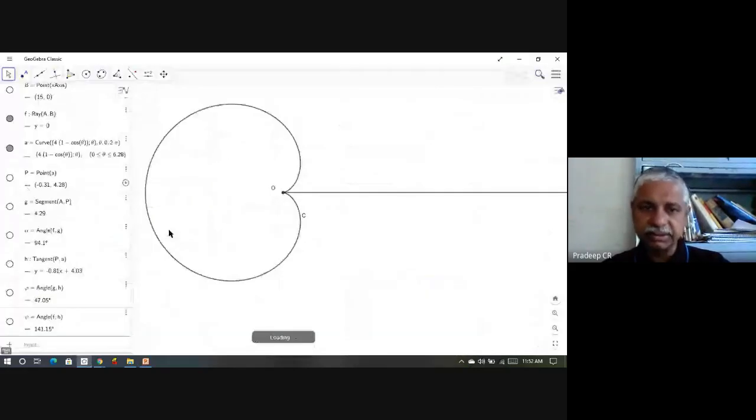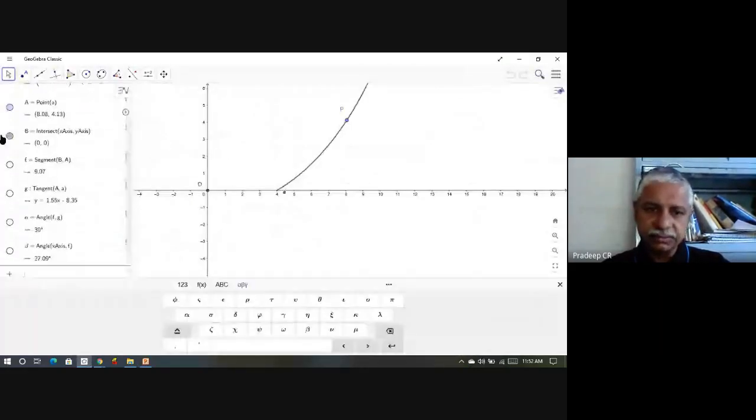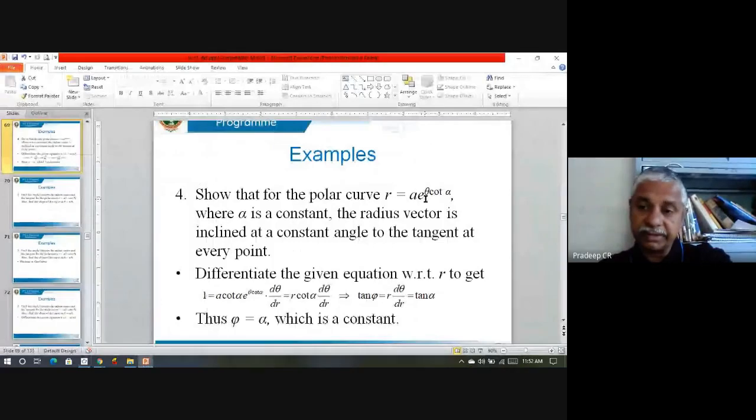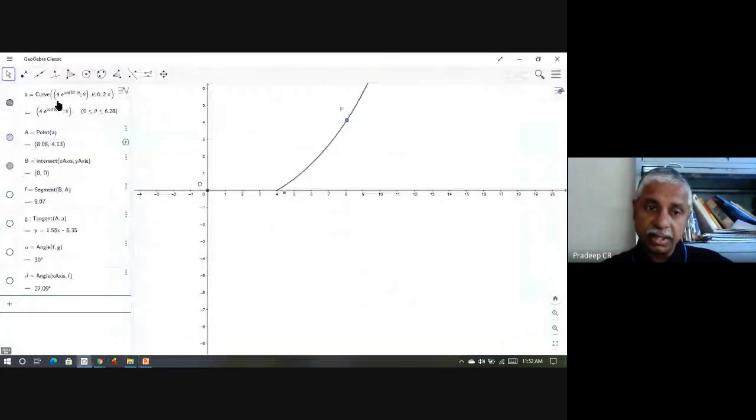Here it is. So this is the curve. I have taken A to be 4. See, this is the curve which you are considering, r equals A e to the power of theta cot alpha. In my example here, I have taken A to be 4 and alpha to be 30 degrees. So I have plotted this curve.